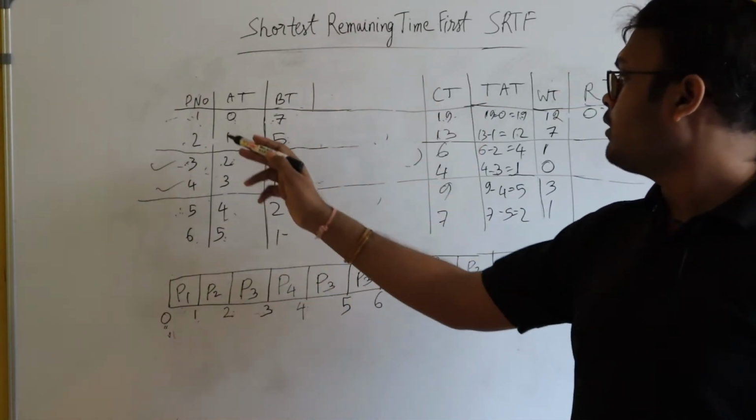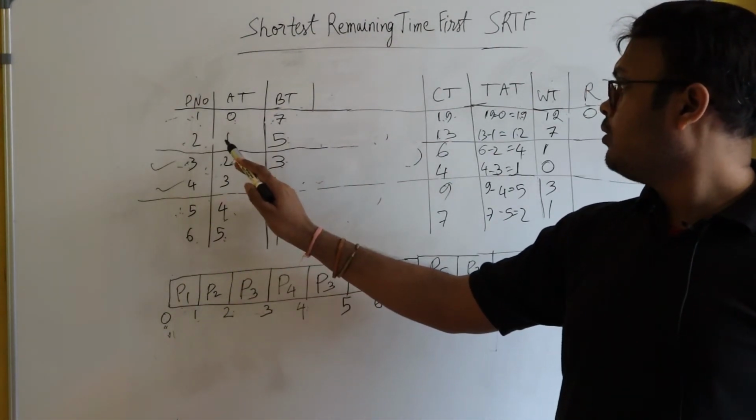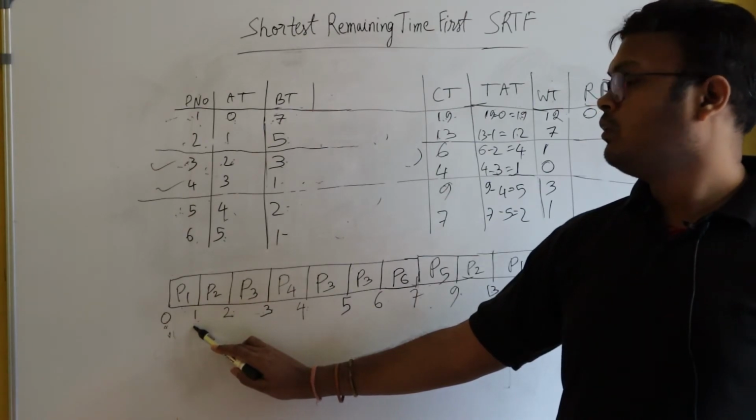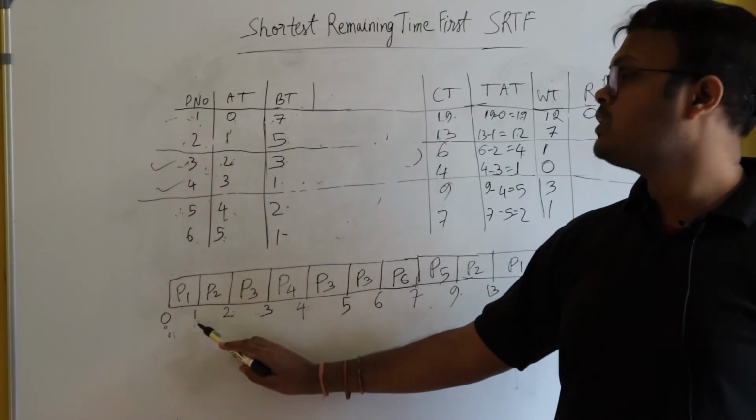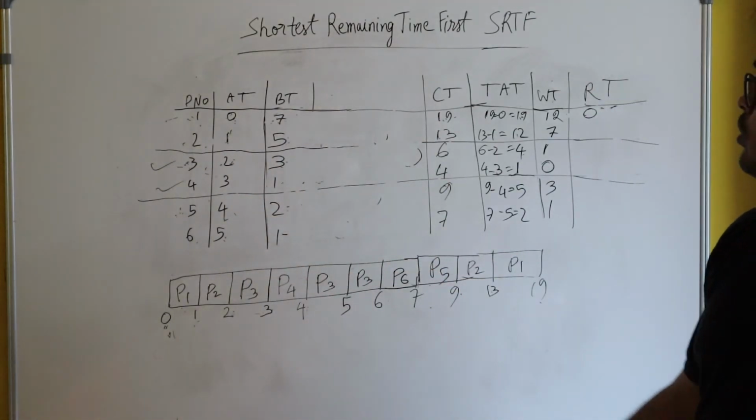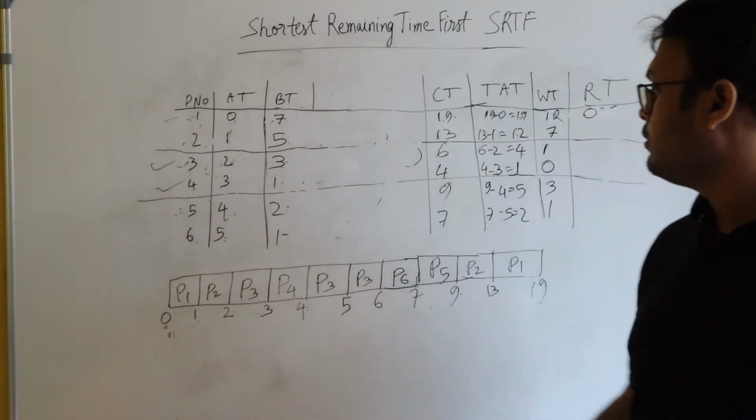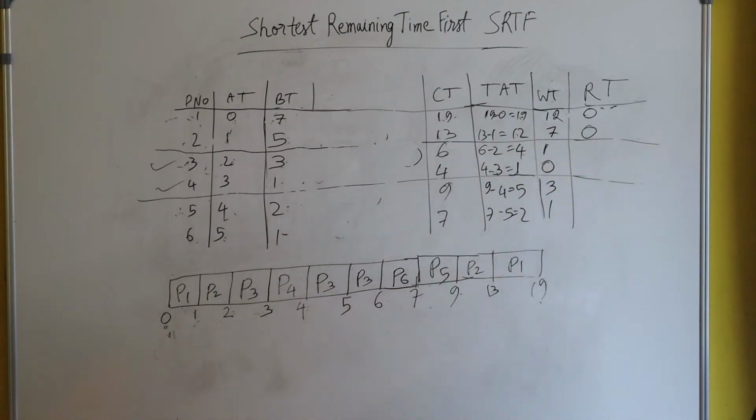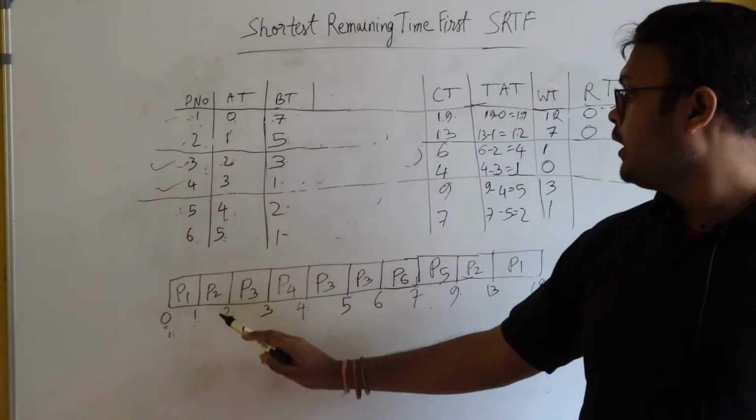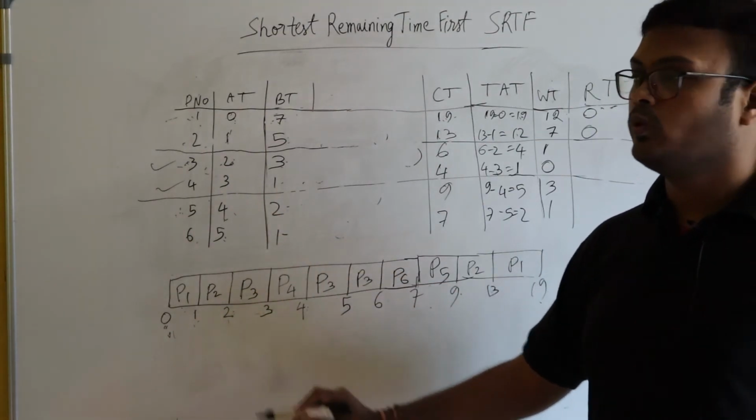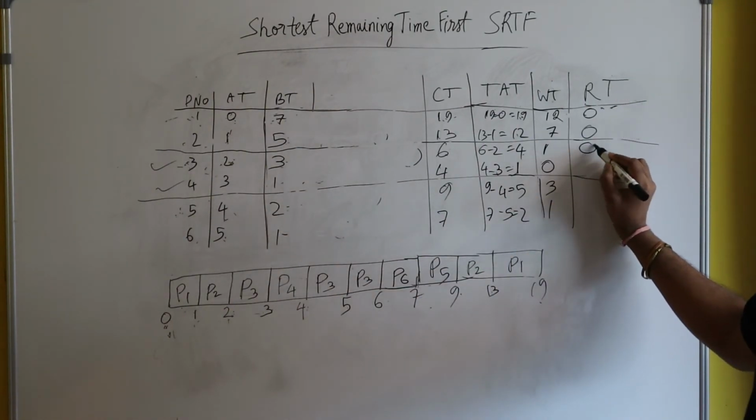What is the response time of P2? P2 arrived at 1 second and immediately got the CPU. It means just arriving at t is equal to 1 second, it starts responding immediately. So what is the response time of P2? 1 minus 1, 0. What is the response time of P3? Arrived at 2 and immediately got scheduled at 2. So it will be 2 minus 2, 0.